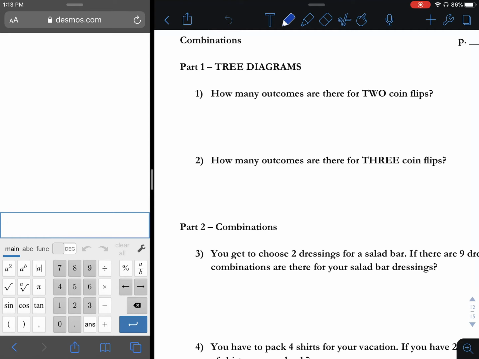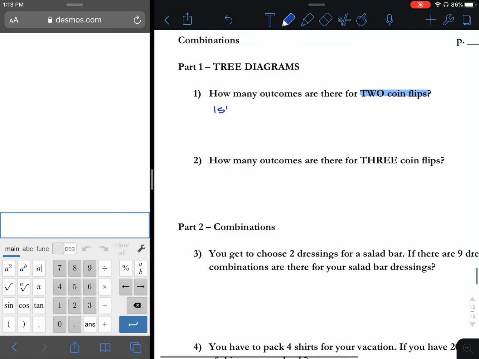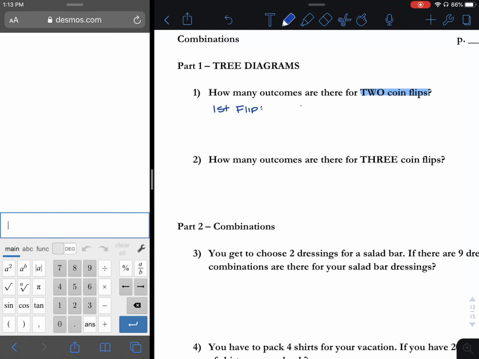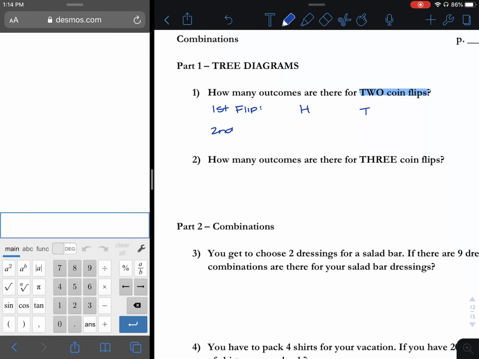So, how many outcomes are there in two coin flips? If we remember way back when we talked about coin flips, in a coin I only have two outcomes, heads or tails. When I'm doing a tree diagram, I always talk about my first outcome, or in this case, my first flip. If I flip my coin, I could come out with heads or tails. I don't know which one. There's no certainty. But I actually flip it twice, so I'm going to say my second flip.